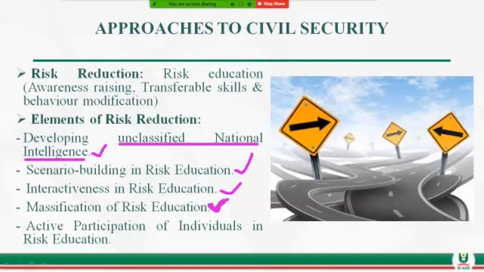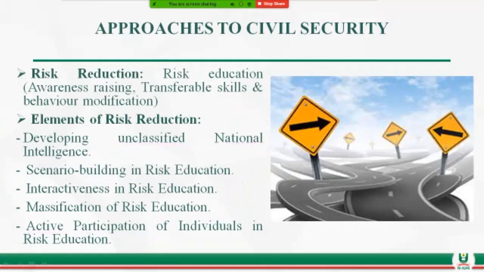The knowledge, the awareness about risk education should be spread amongst the majority of the people. Then participation, all right? The people should also be able to participate actively in risk education. That's active participation of individuals in risk education. These are all elements of building a good risk culture in order to reduce risk.